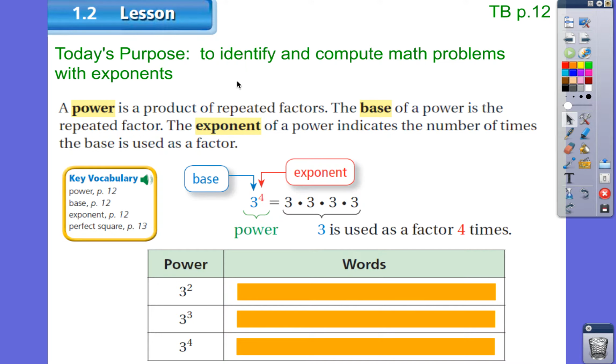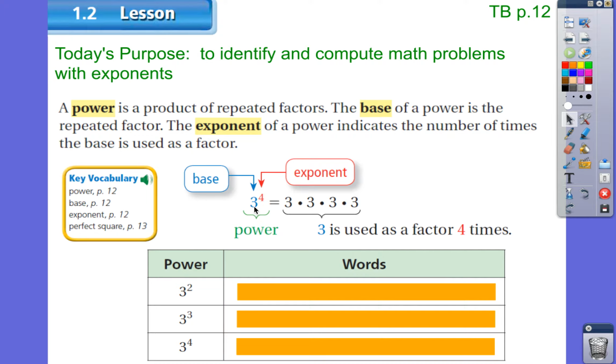All right, let's take a look then at today's lesson. It says a power is a product of repeated factors. The base of the power is the repeated factor. The exponent of the power indicates the number of times the base is used as a factor. Now below this, they have a diagram explaining what each of these vocabulary terms mean.